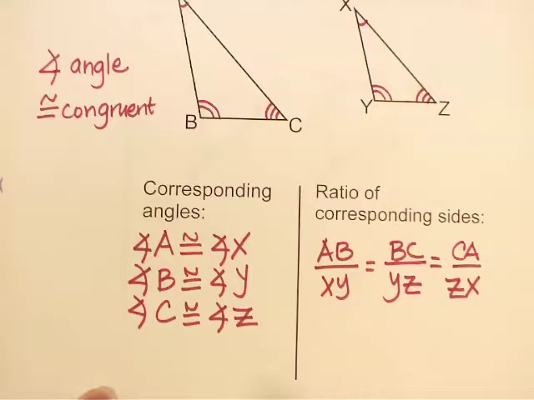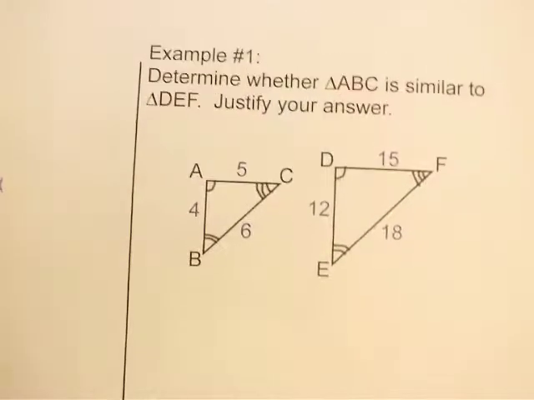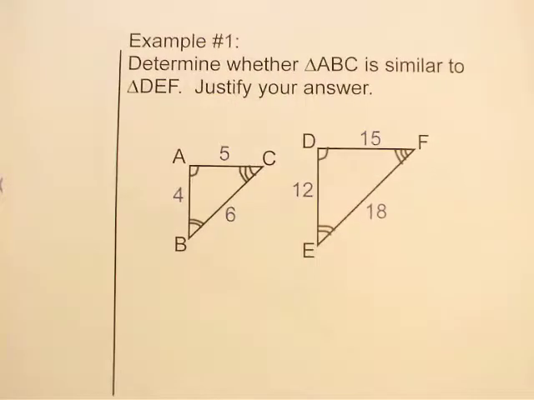Okay? So I can choose any two of them to form a proportion. All right, so we're going to go ahead and do our first example. Example number 1. We're going to determine whether triangle ABC is similar to triangle DEF.